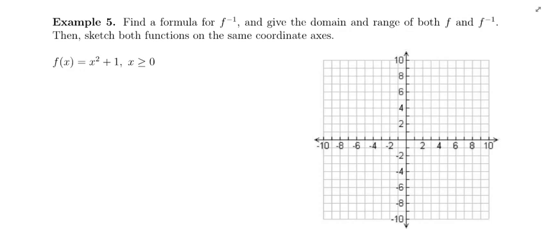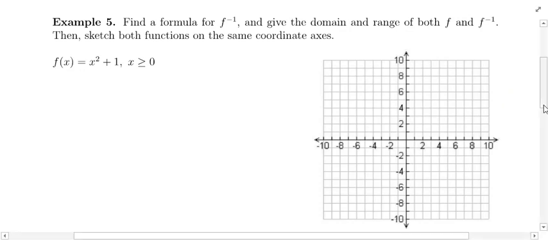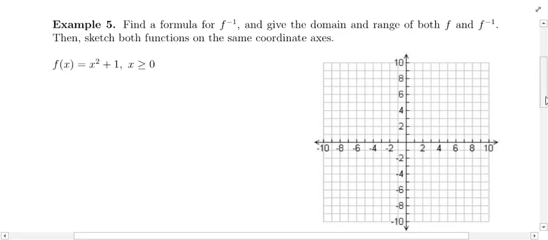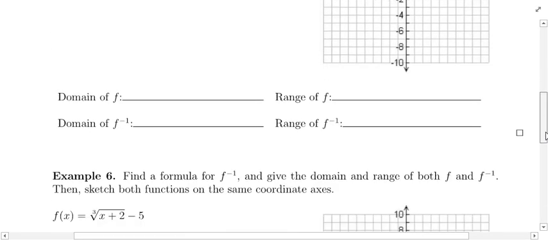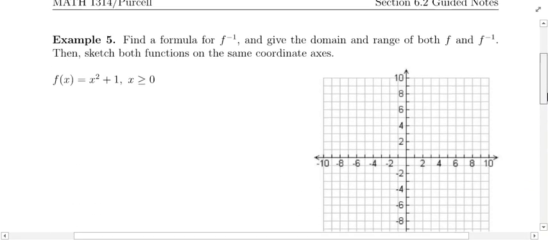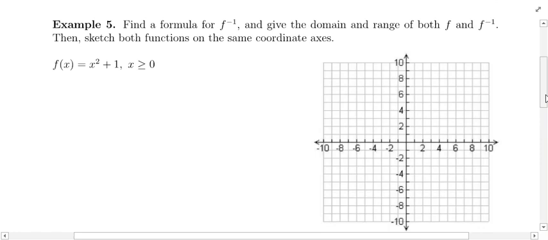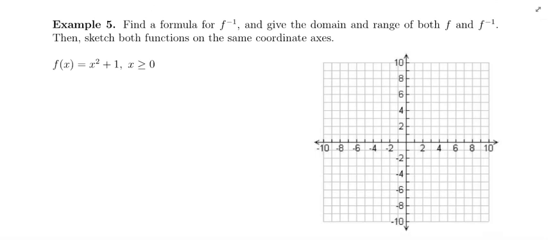All right, so example 5 is laid out just like example 4 was. We have our grid because we're going to find f inverse, and then we're going to graph the original function f and f inverse on the same grid. And then you will see a place to jot down both the domain and range of f and the domain and range of f inverse. Okay, I'm going to start this just like I did example 4. I'm going to first deal with the original function. I'm going to graph it, write down its domain and range, and then I will come back and deal with the inverse function.